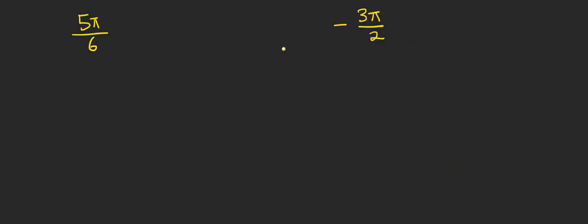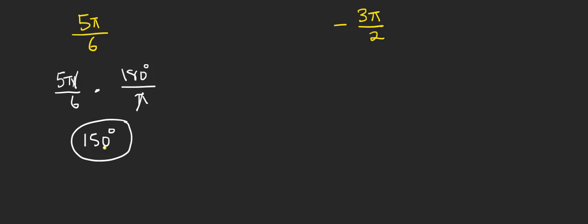Now let's turn radians to degrees. You have 5 pi over 6. When you want to change radians to degrees, you multiply by 180 over pi. So pi cancels out, and 6 goes into 180 thirty times. 30 times 5 is 150 degrees. So 5 pi over 6 is the same thing as 150 degrees.